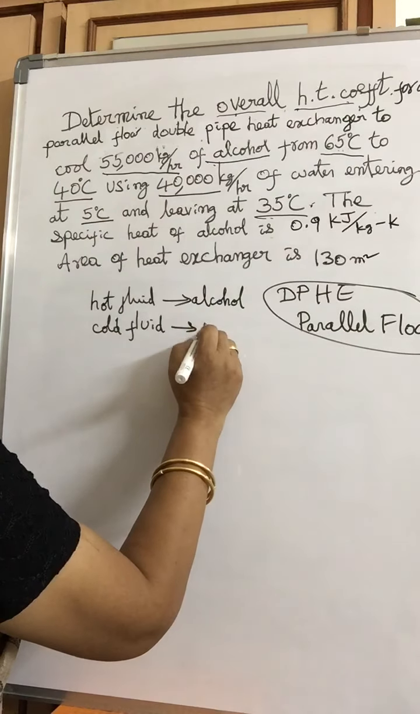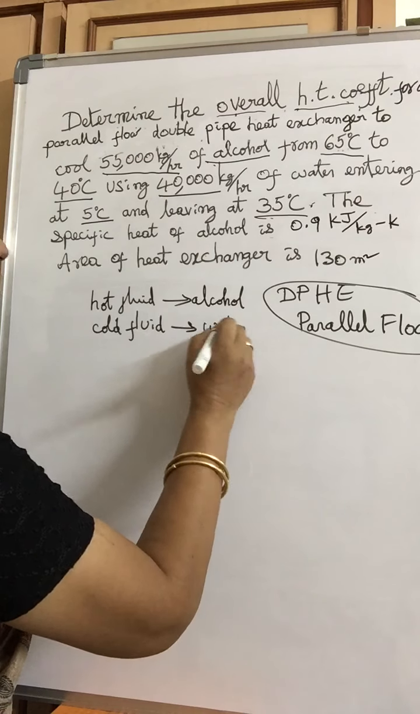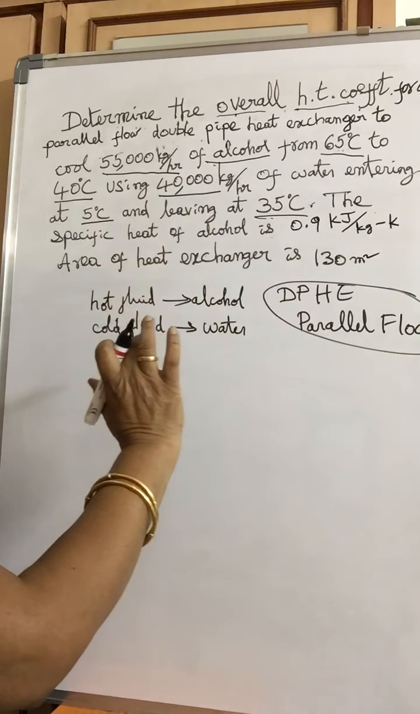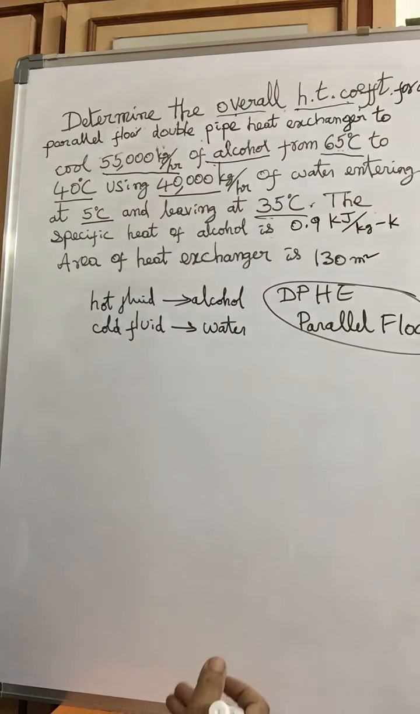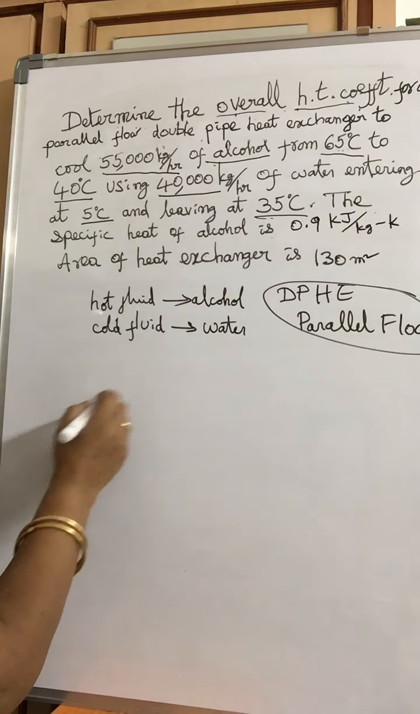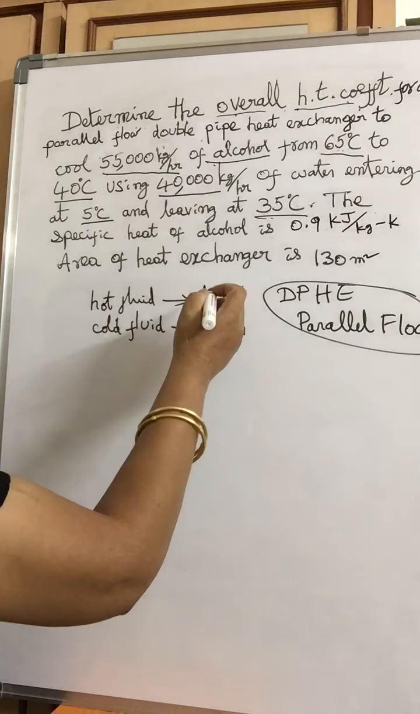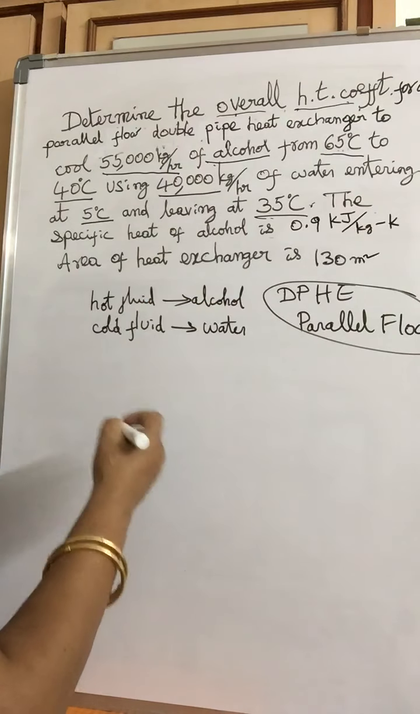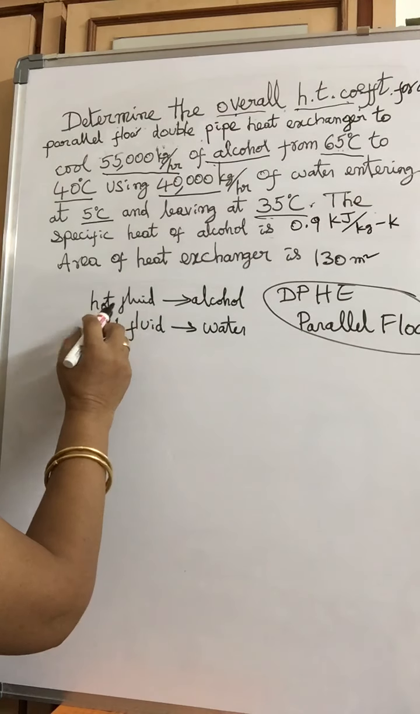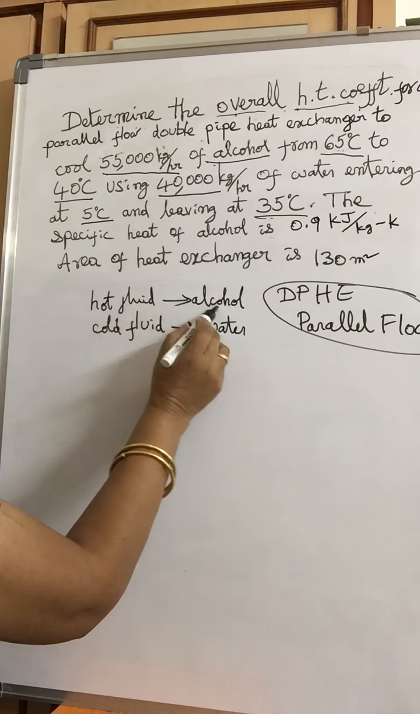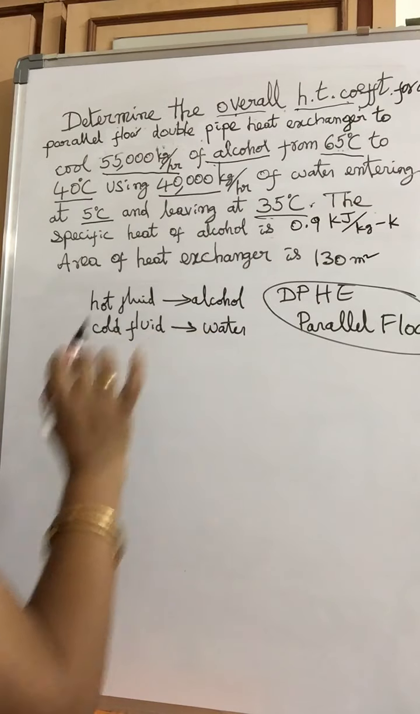So, which one is the cold fluid? That is water. Once you write like this, then afterwards when you write the notation, it will be very easy for you. Whenever you are writing m dot h, h is the hot fluid, that is alcohol. Like that you can pick out very easily. So, first you start like this: hot fluid, alcohol; cold fluid, water.